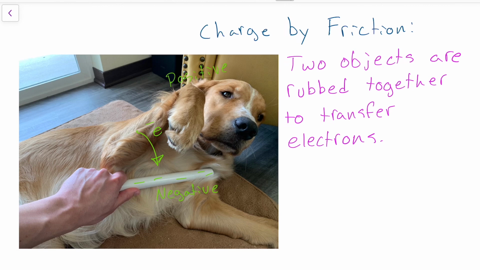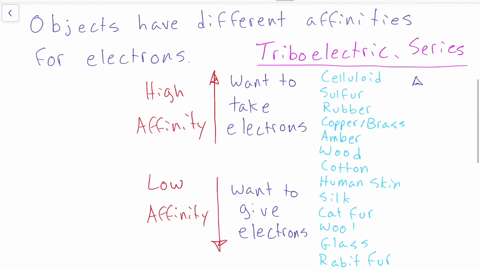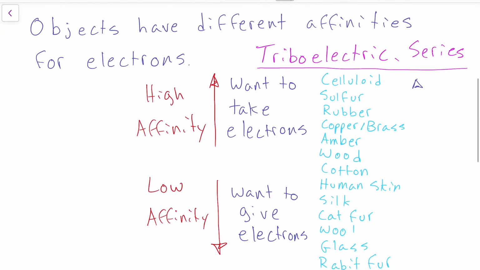So you've heard me say affinity for electrons a couple times, but what does that actually mean? So every object or every material has a certain affinity for electrons. And so in order of affinity, we call this the triboelectric series right here. Okay, all of these objects are ordered by their affinity for electrons. And what that means is that objects with a high affinity have a tendency to take electrons. Whereas on the bottom of the list, objects have a low affinity, which means they want to give electrons, okay?